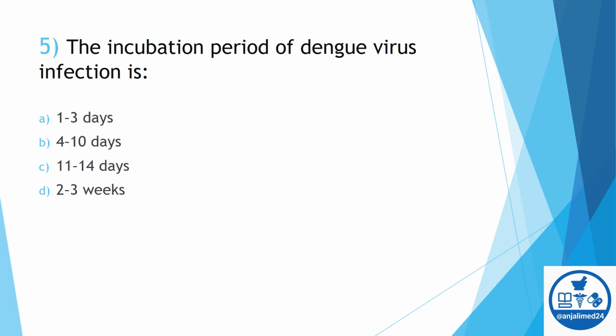The incubation period of dengue virus infection is A. 1 to 3 days, B. 4 to 10 days, C. 11 to 14 days, D. 2 to 3 weeks. So the answer for this question is 4 to 10 days. Symptoms usually occur within 4 to 10 days after the mosquito bite.